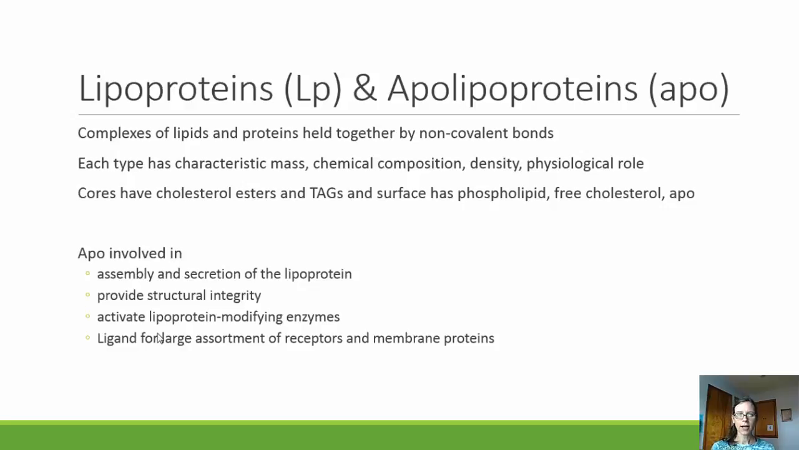So now we're going to switch our topic a little bit and focus more on lipoproteins and also apolipoproteins. We'll talk about what these are and why they're important. Lipoproteins are, as they sound, complexes of lipids and proteins held together by non-covalent bonds. Each type of lipoprotein has a characteristic mass, chemical composition, and density, and it has its own role.